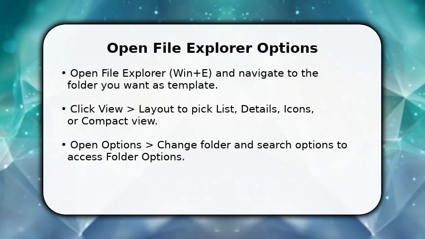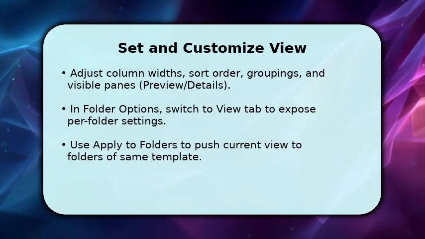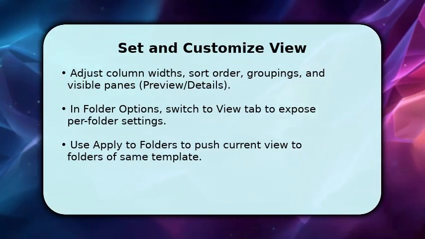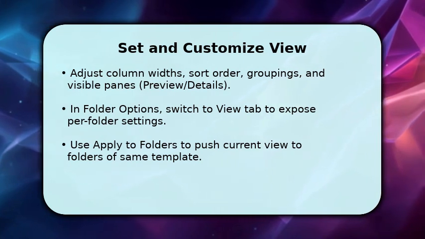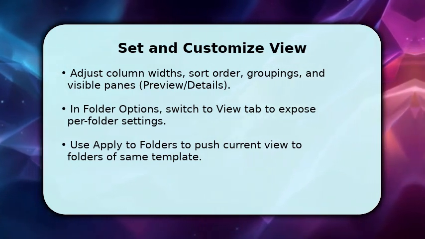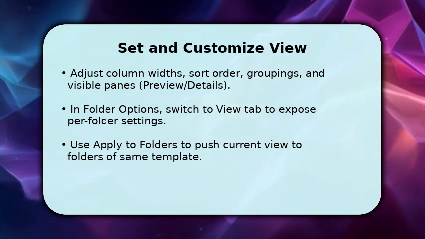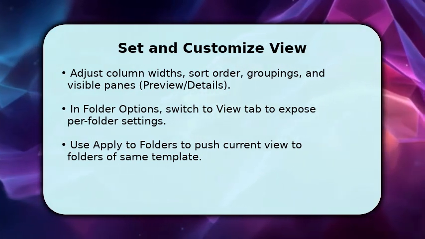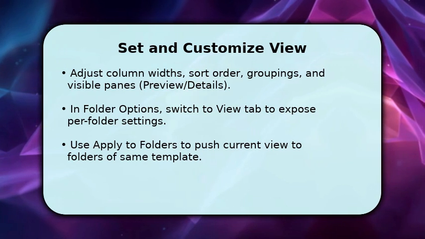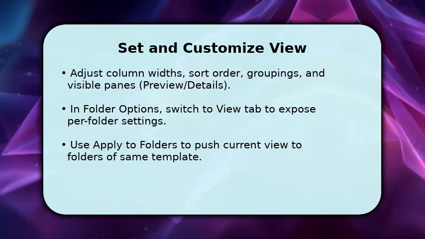Now customize the display. Resize columns, set sort and group preferences, and toggle the Preview or Details pane so the folder looks exactly how you want. Once done, open Folder Options and go to the View tab. This is where per-folder behaviors live. Click Apply to Folders to propagate your current view settings to all folders that share its template.